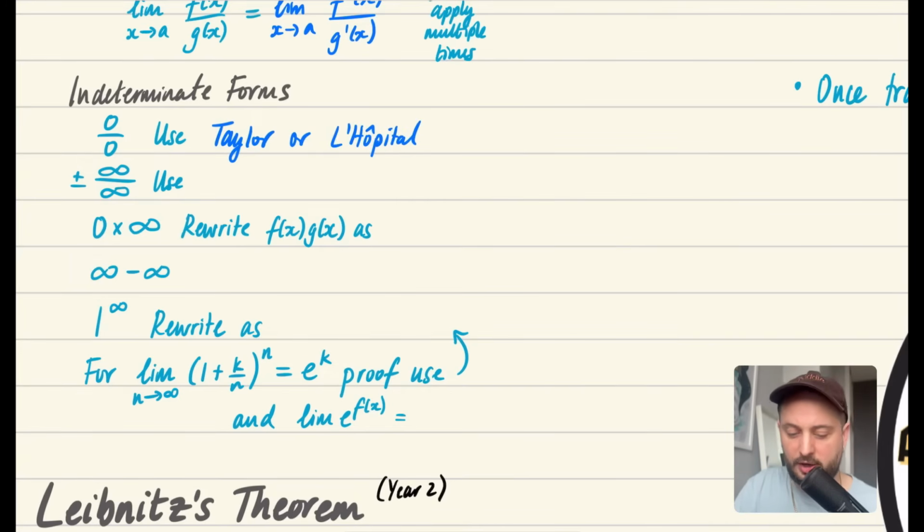If you have an infinity over infinity, that one is going to be something where you're going to want to use L'Hopital. Because Taylor's better when it's 0 over 0 because you get more things cancelling out.